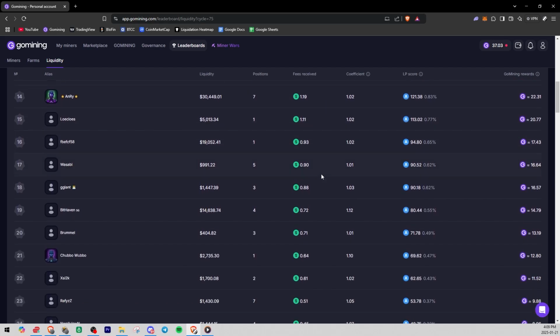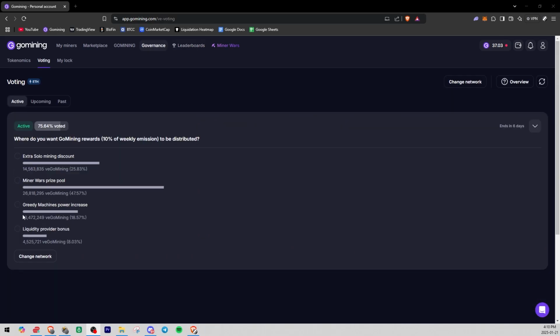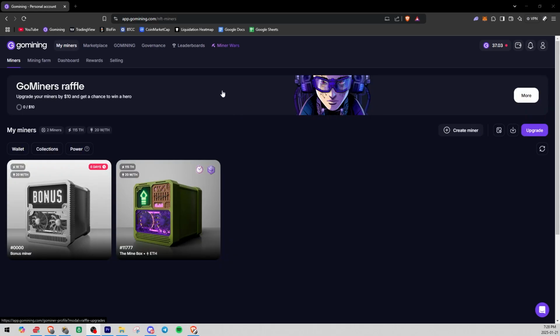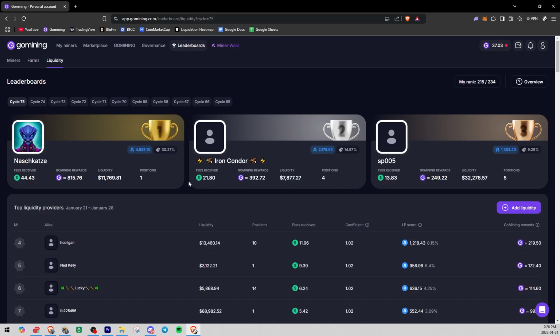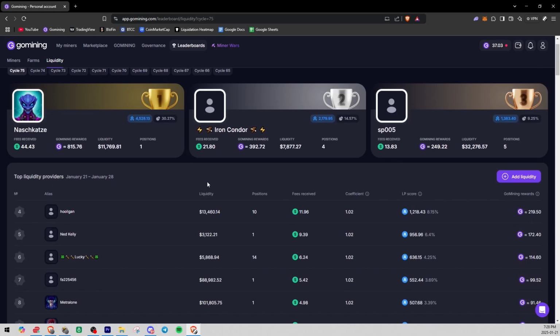A portion of weekly GoMining emissions, which is 10%, is allocated to liquidity providers through a voting system. In the end, by participating in GoMining's liquidity pools, you contribute to the platform's trading ecosystem and have opportunities to earn passive income through trading fees and additional rewards. Seems to me like that is a win-win.